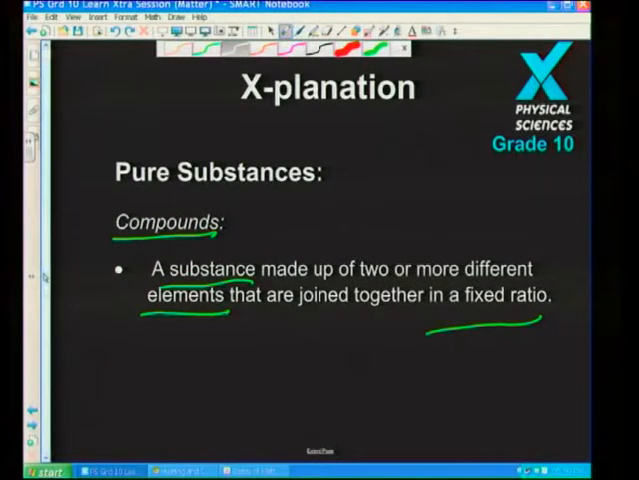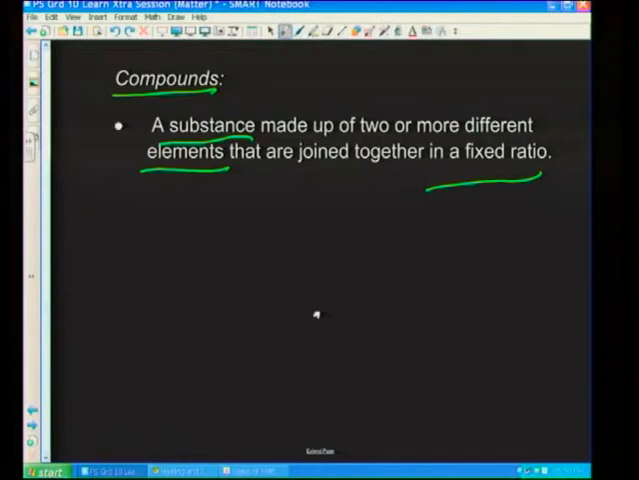The interesting thing here when we make compounds is that a compound doesn't have the properties of the elements from which it comes. So for example, if we take this as a simple example, here is an example of a compound. If we take some sodium, which is a metal.